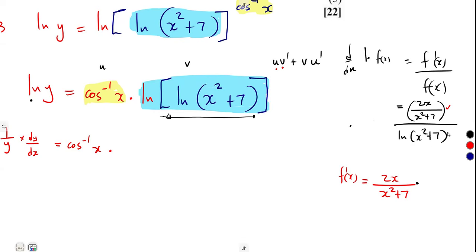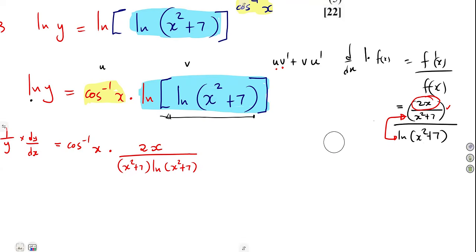Since we have a fraction and another one here, simply multiply the denominators together, and the numerator stays on its own. It is the same as 2x over x squared plus 7 times the ln of x squared plus 7. The denominators multiply each other, the numerator on its own. So that was the final derivative that you're going to have from v.